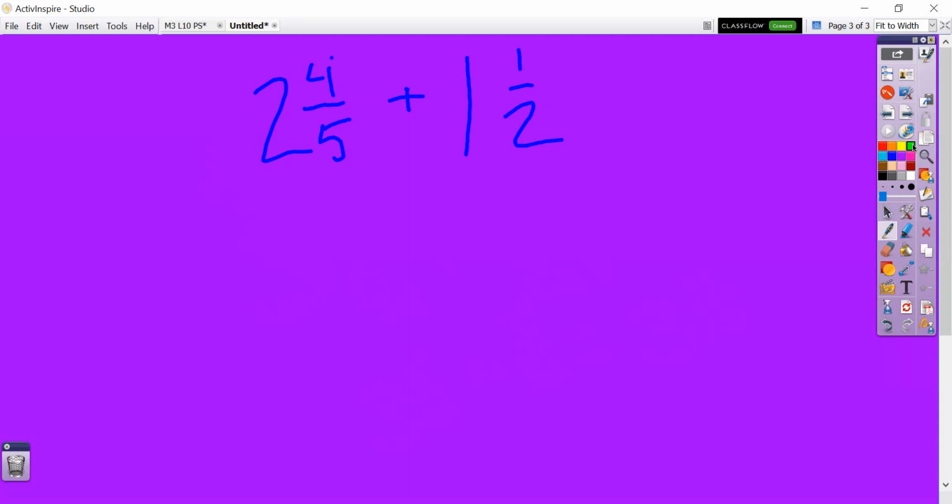Let's first add our whole numbers. Well, 2 plus 1 is 3. Now let's think, what are we going to do to our fifths? We're going to multiply fifths by 2 to get to tenths. We're going to multiply the top by 2, because whatever we do to the bottom, we have to do to the top. Think about those area models. You didn't just cut the whole, you were also cutting the parts. So we have to multiply like that. And over here, to get from halves, we're multiplying by 5.